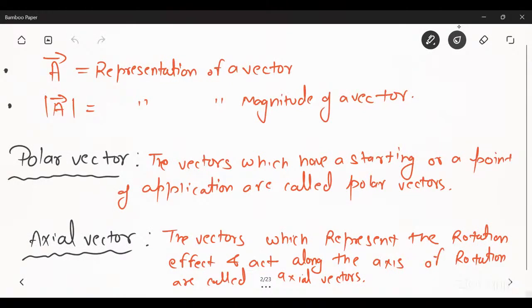A vector can be represented by an arrow on the head of the vector, and magnitude can be represented by taking the mod. Now next is polar vector. This is very important because it was repeated in your previous year examination: what is a polar and what is an axial vector. The polar vector is a vector which has a starting point or a point of application. It's called a polar vector. And axial vectors are those vectors which represent a rotation effect.